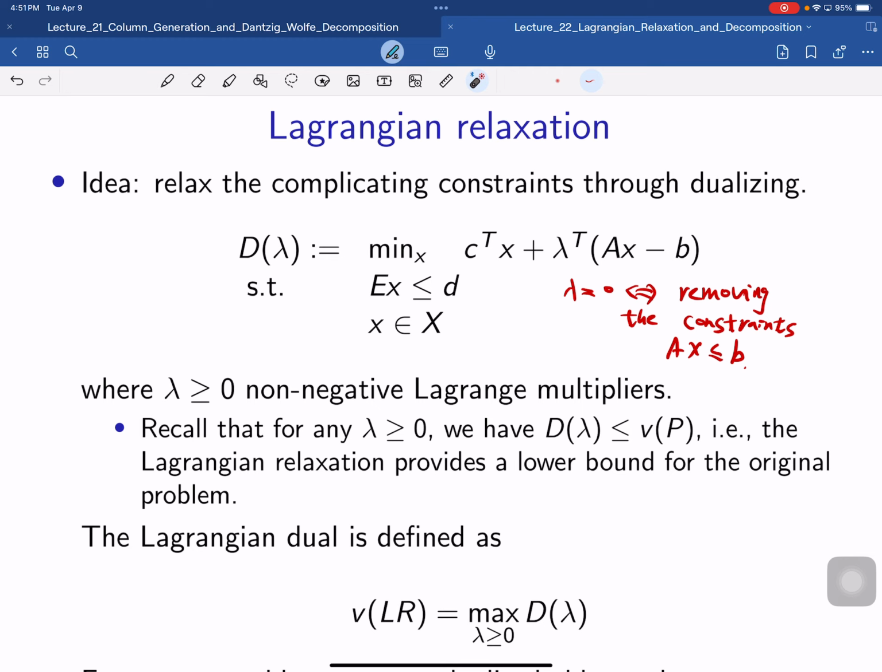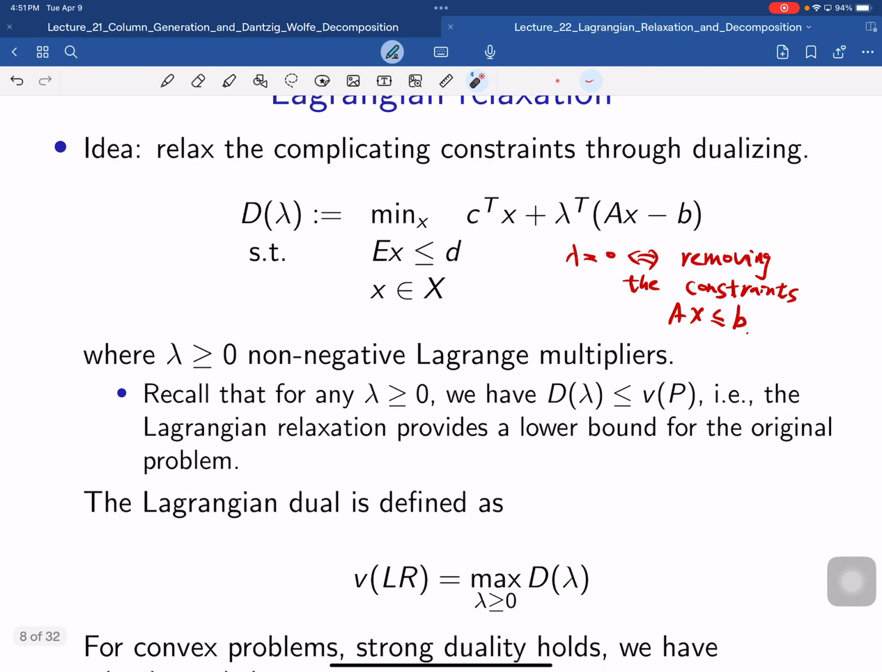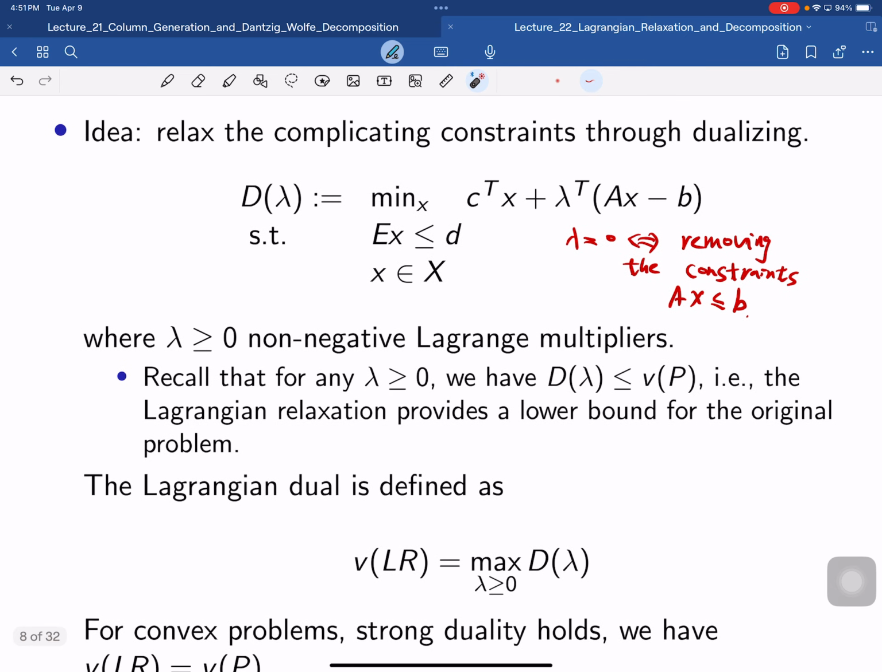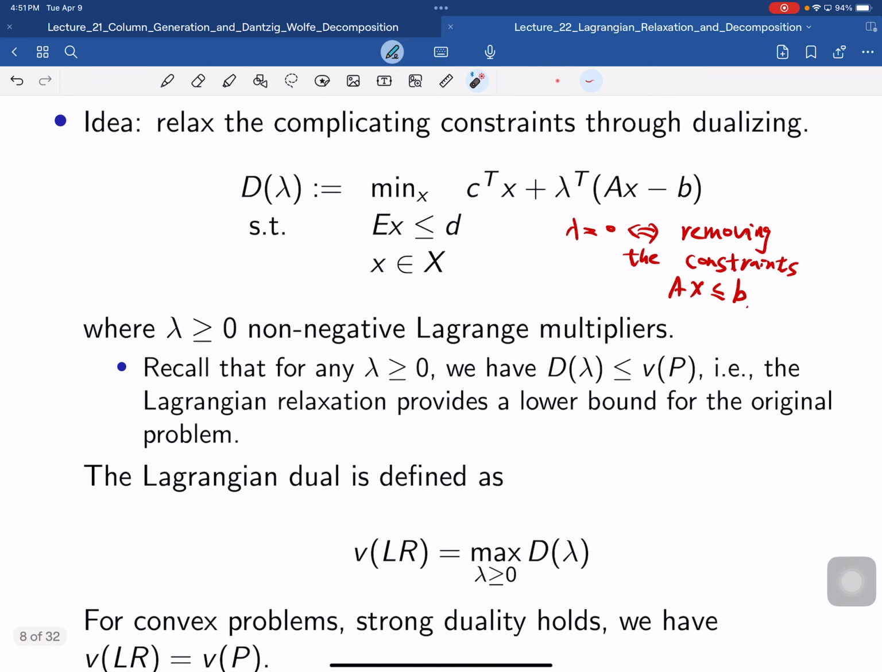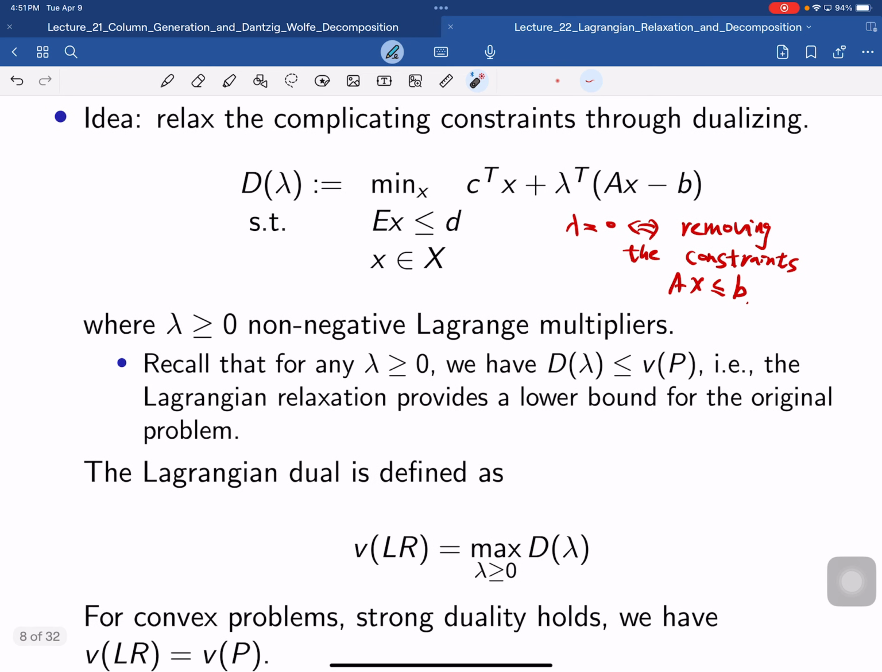It is a very simple argument. You can check that any feasible solution to the original problem, if you plug it into d(lambda), will give you a value lower than the original objective. And the optimal solution is a feasible solution, so if you plug in the optimal solution, it will give you a lower bound. This is just a few lines of proof. And the Lagrangian dual is defined as follows.